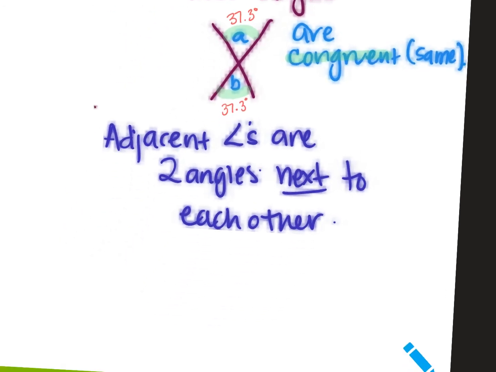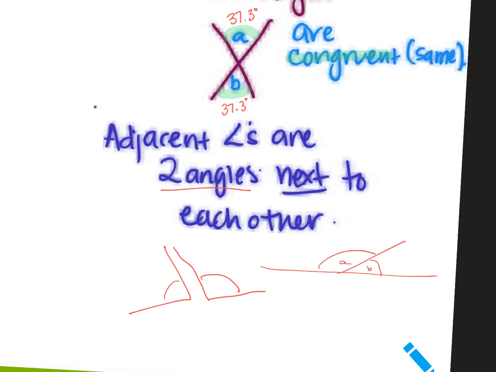And then adjacent angles are two angles that are next to each other. That's it. So these right here, these angles are not adjacent. But these angles are. We got angle A and angle B there. And this is angle A and angle B. Those are not adjacent. They are not next to each other.